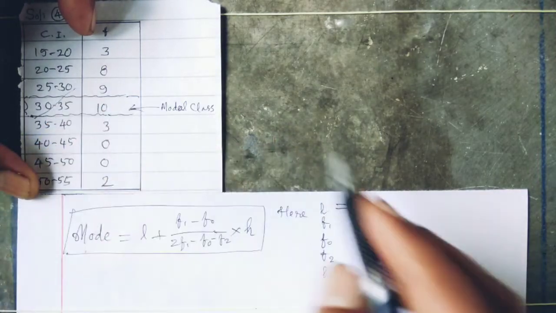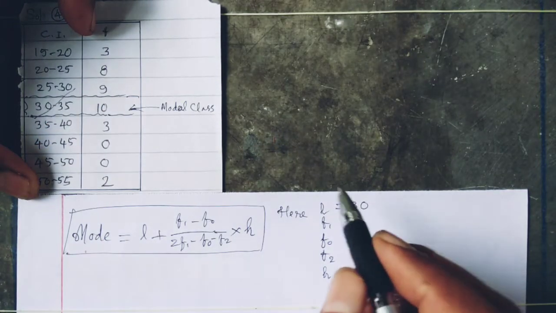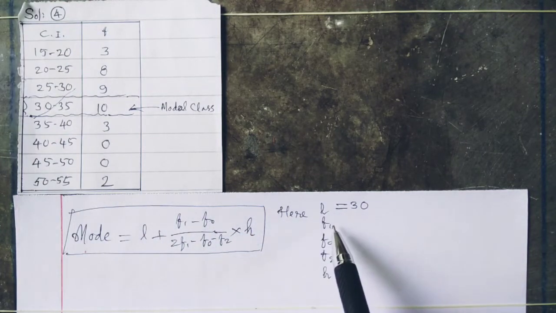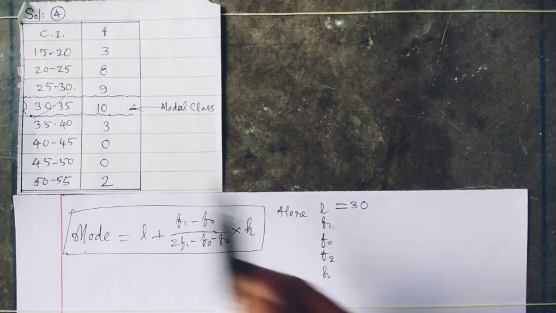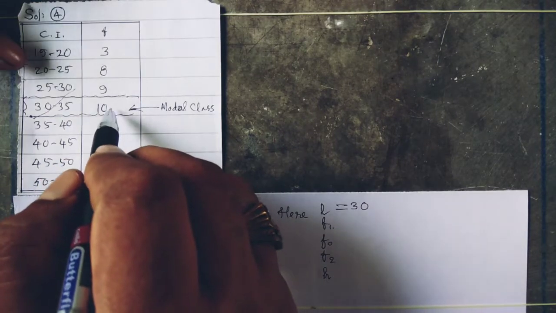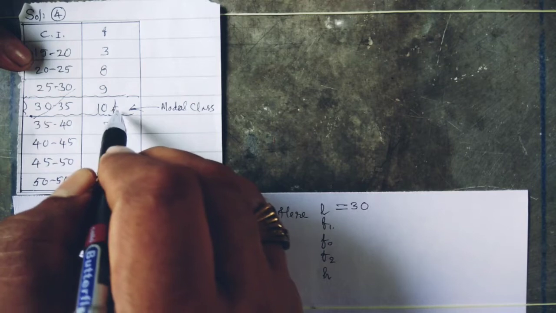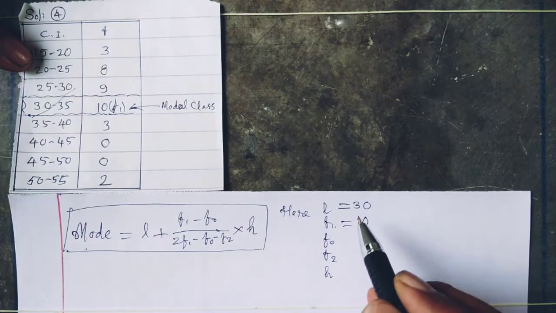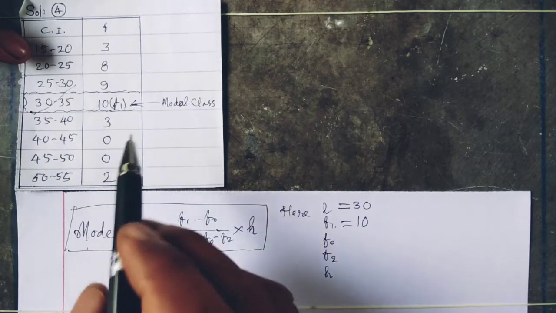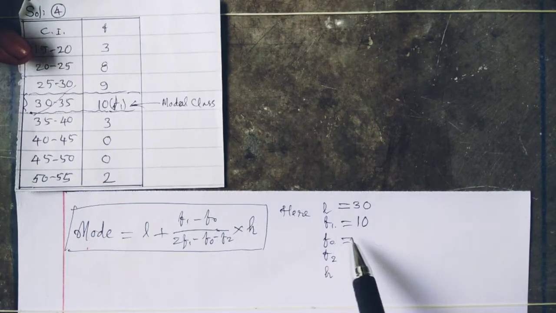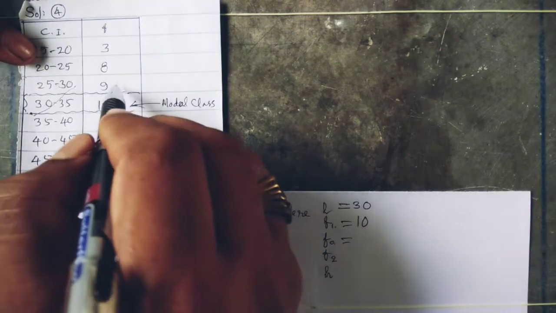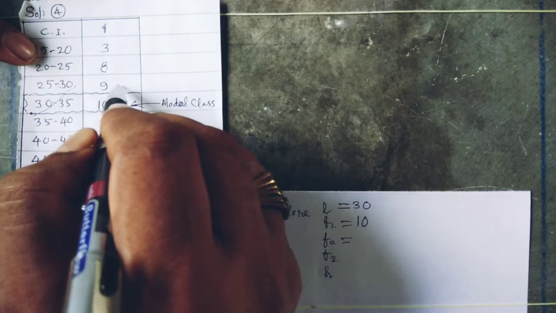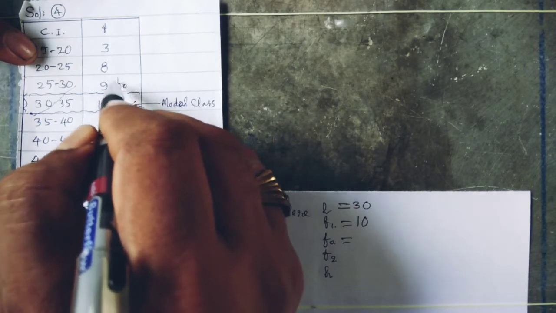Average of 30 and 30 is 30. And F1. What is F1? Frequency of the model class. This is F1, 10. Next, F0. Frequency of the class preceding the model class. F0 is 9.